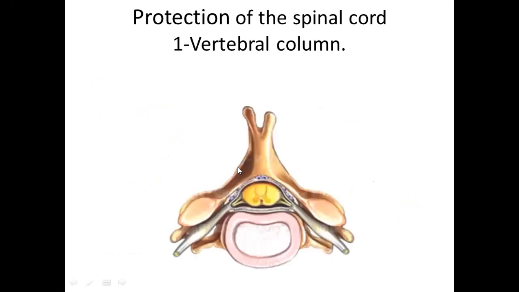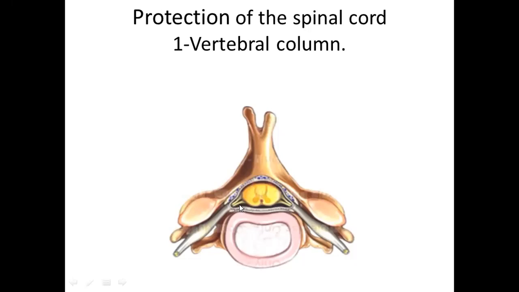Now, what is the protection of the spinal cord? Look here, this is the vertebra. The vertebra, as we discussed in the general lecture, is formed of the vertebral body anteriorly and the vertebral arch posteriorly. Here this foramen is the vertebral foramen. One vertebra above the other, these foramina will form the vertebral canal.